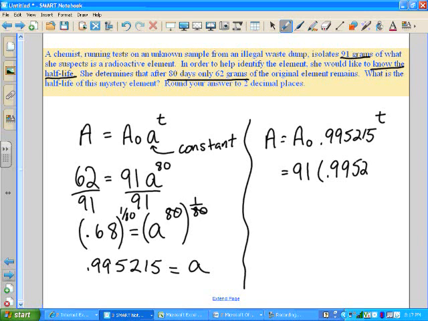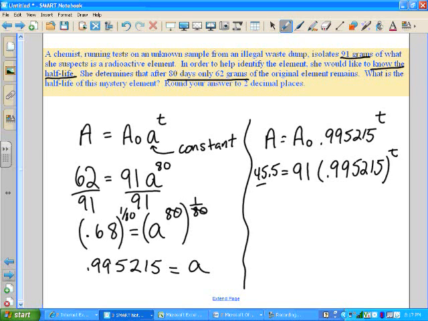But then I'm not going to do the amount that she had. I'm not going to do 62 grams, but if I want to find the half-life, then this number right here needs to be half of what I started with. So it needs to be half of what 91 was. So that would actually be 45.5. Because if I'm looking for the half-life, I'm looking for half of the substance to go away.